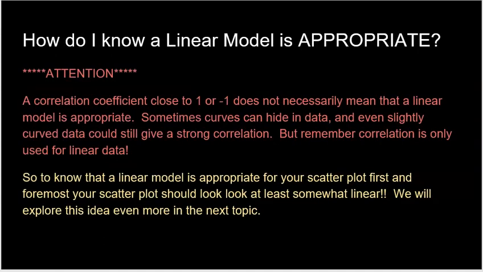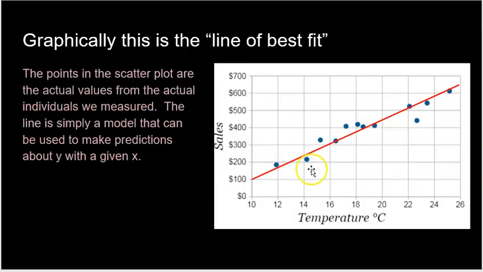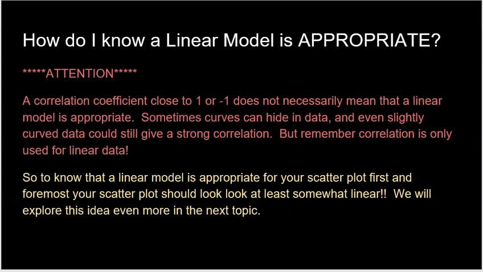All right, so how do I know a linear model is appropriate? This is super important. If we go back to the scatter plot for 1 second right here, how do I know that making a line is the appropriate thing to do? Well, this is where we get correlation, right? A correlation coefficient close to 1 or -1 does not simply mean that a linear model is appropriate. Sometimes curves can hide in data, and even slightly curved data could still give a strong correlation. But remember, correlation is only used for linear data.